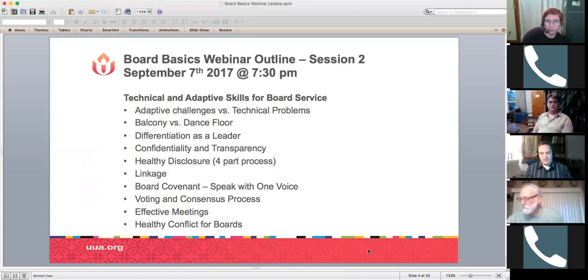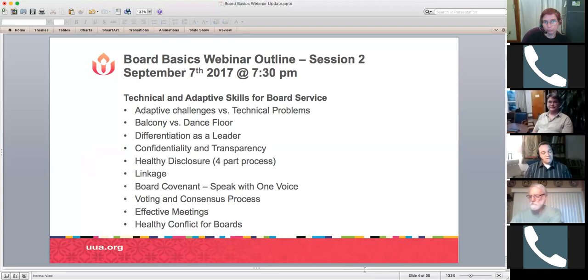respond. We'll talk about the balcony versus the dance floor, which is a wonderful metaphor for the board's role of looking at the whole of the congregation and not just the particular pieces you're most engaged with at a particular moment. We'll talk about leadership differentiation and how you as a leader are able to see what parts of how congregations interact with you are about the system more than being about you, and the ways in which you can see that and feel that in your leadership role within the congregation.